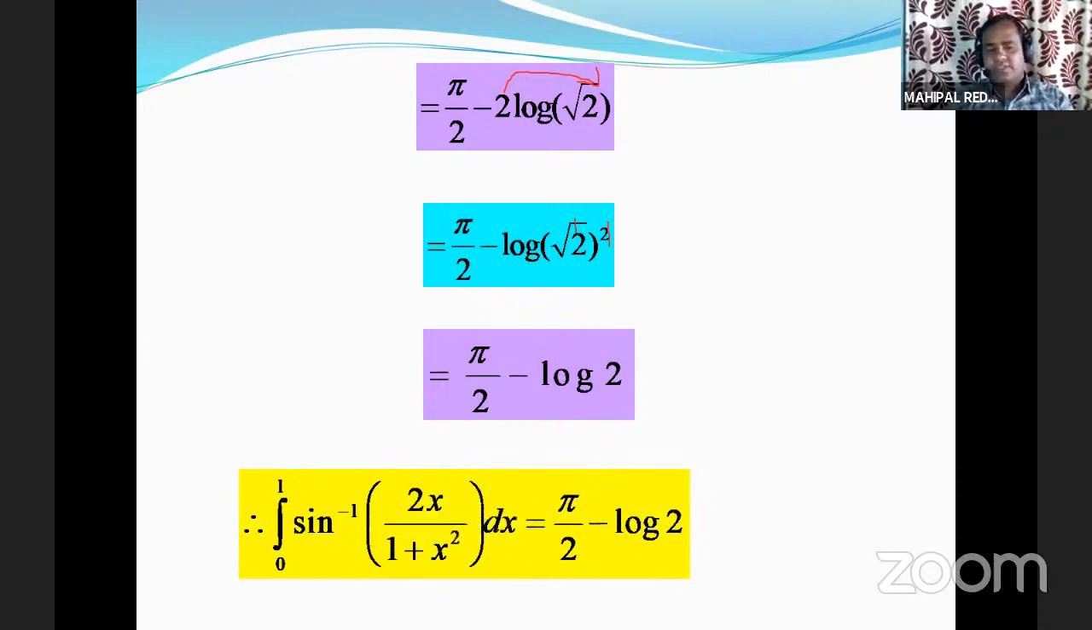So integration 0 to 1 of sin inverse of 2x by 1 plus x square dx equals pi by 2 minus log 2.